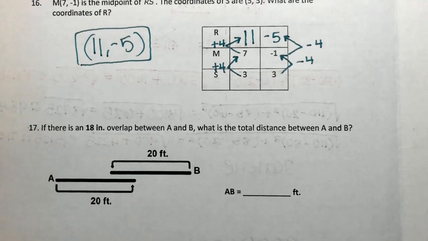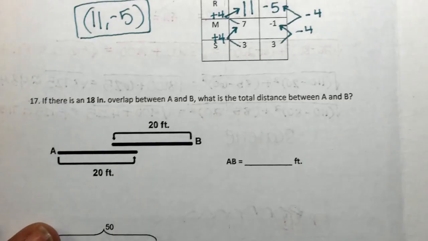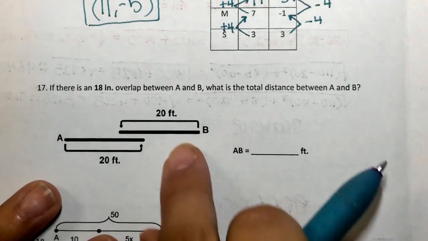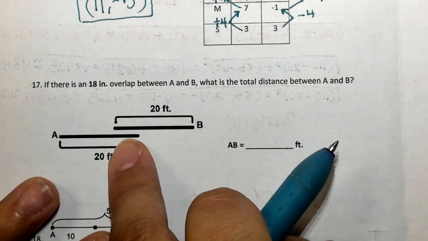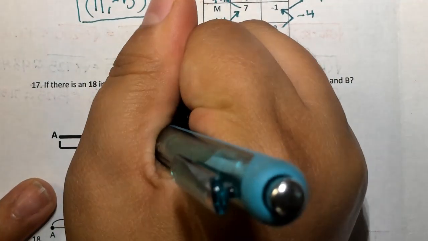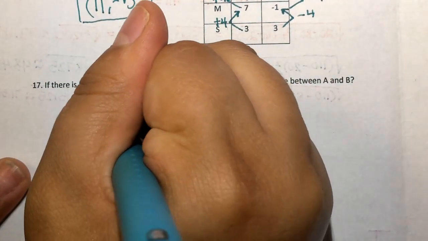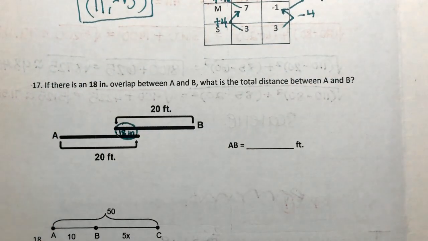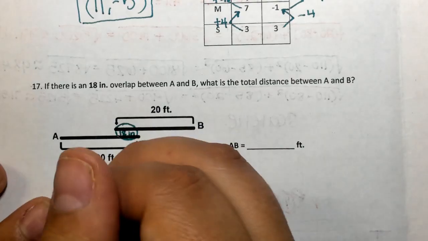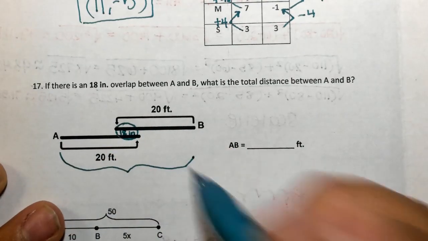Okay, this next question I should have gone over in every class. I think I only went over it in 3rd period. I think that was because I messed up, right? So y'all are the lucky ones here at tutoring. You get extra help. If there is an 18-inch overlap, do y'all agree right here it overlaps twice? So this is 18 inches. If there's an 18-inch overlap between A and B, what is the total distance from A to B?